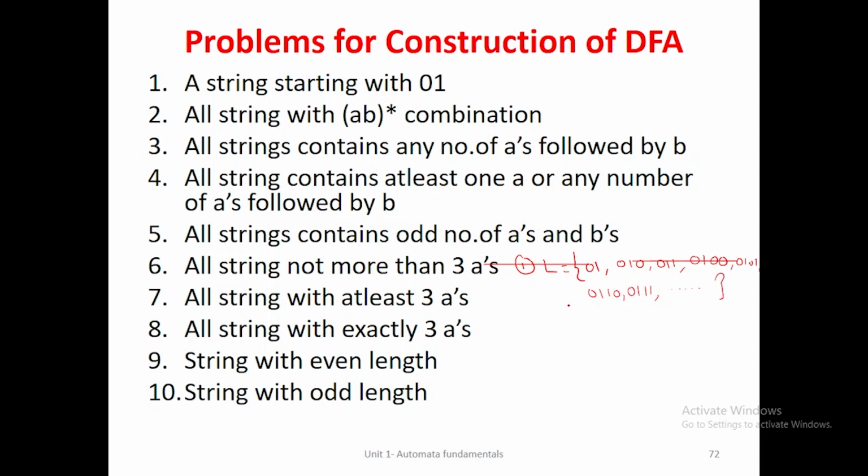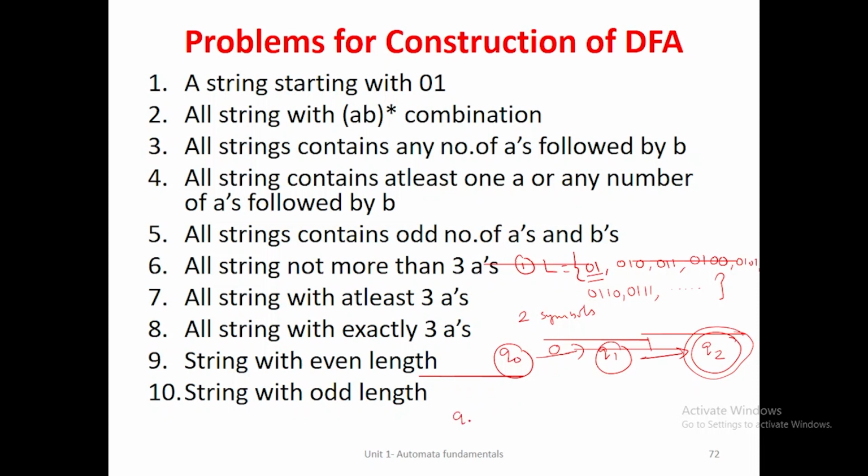So how to draw the DFA? First we consider the first string. The first string contains two symbols. If two symbols are there, we need a minimum of 3 states. So first you draw 3 states, Q0, Q1, Q2. This is the final state, so I encircle it with a double circle. Then you put the symbols. What is the first string? It is 01. So first you draw 0 from Q0 to Q1, and 1 from Q1 to Q2. So this is 0, 1.